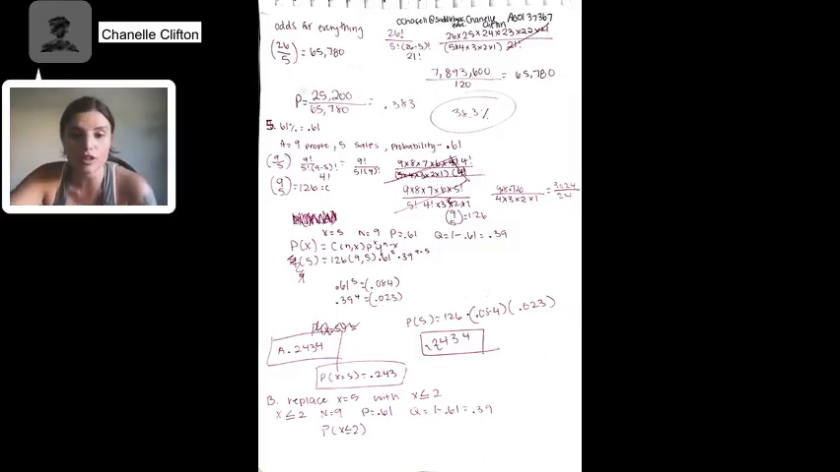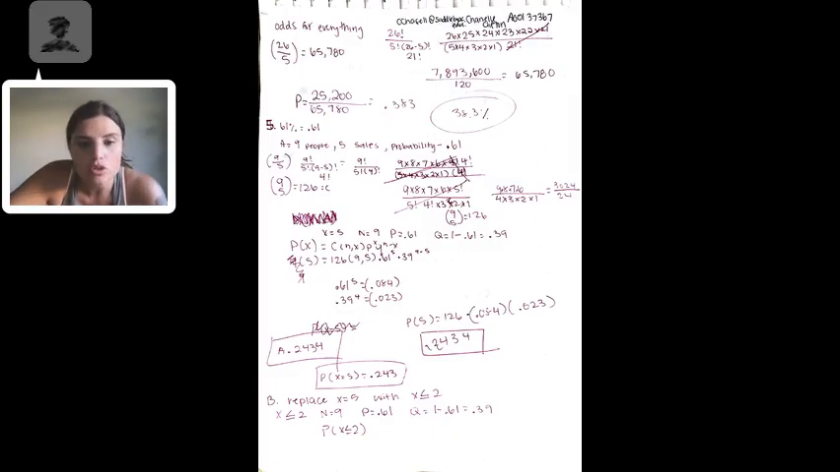Okay, and then for the last part of 5, I went to the statistics table, to the standard normal distribution table, and that's where I found A is 0.2, or wait, where is it? Hold on a second. 0.2434, I believe. And now we're going to move on to B.